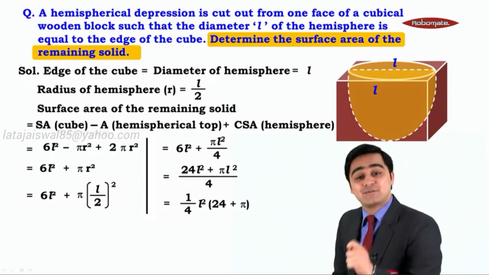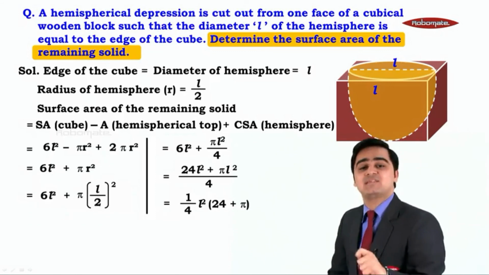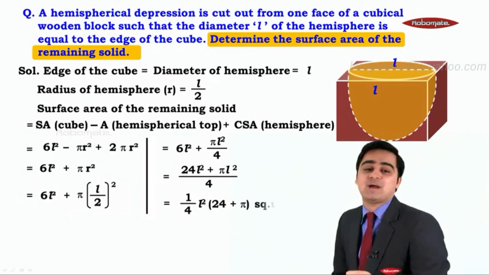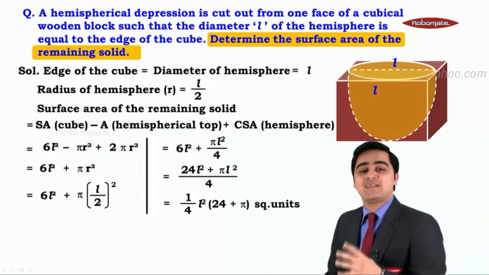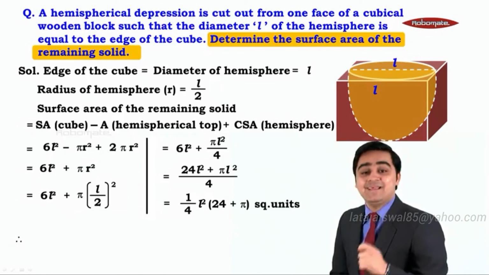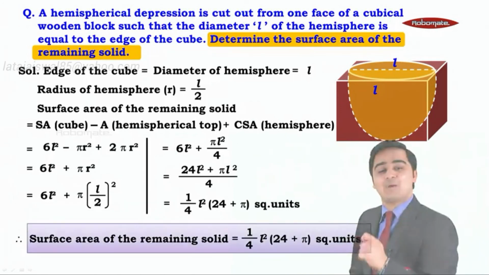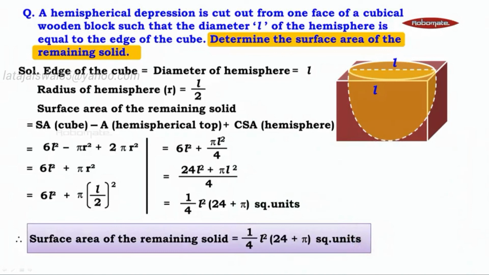So we can say that surface area of the remaining solid is equal to 1 upon 4 L square, inside the brackets 24 plus pi square units. And finally, we can conclude our final answer saying that therefore the surface area of the remaining solid is equal to 1 upon 4 L square 24 plus pi square units.